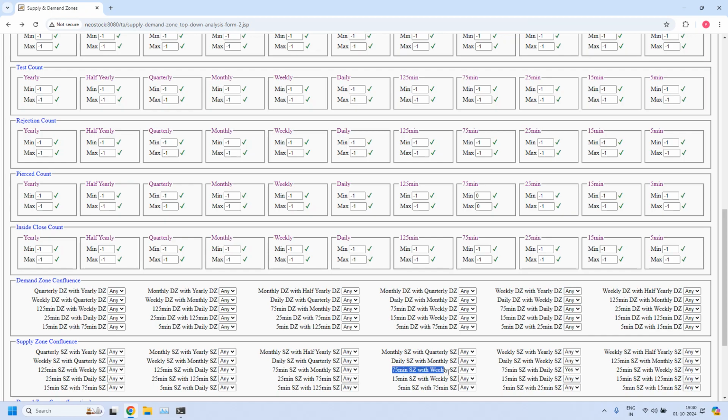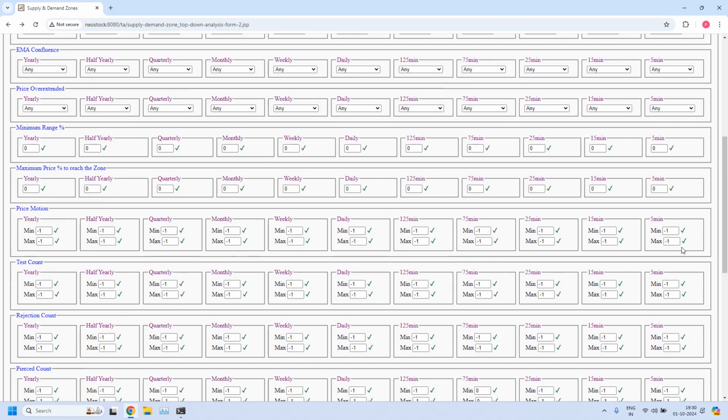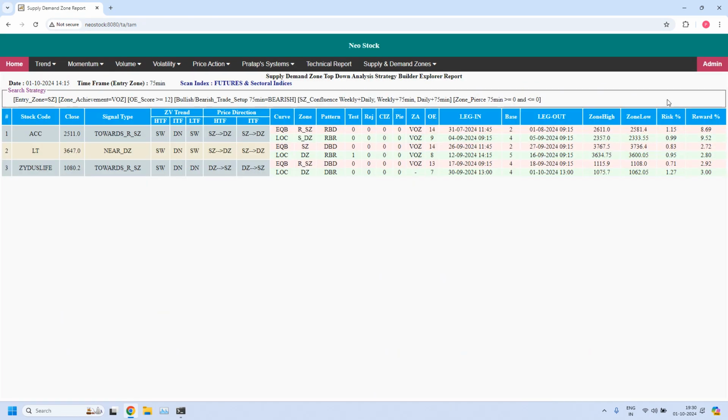Now I am enabling 75 minute supply zone with weekly supply zone confluence. Also enabling daily supply zone with weekly supply zone confluence. With all the 3 filters, let's verify how many we get. All the 3 are having even LTF, ITF, HTF confluence. EMA confluence I am not verifying for this weekly income trade because the HTF trend is sideways. So in sideways, EMA confluence does not give any additional advantage.